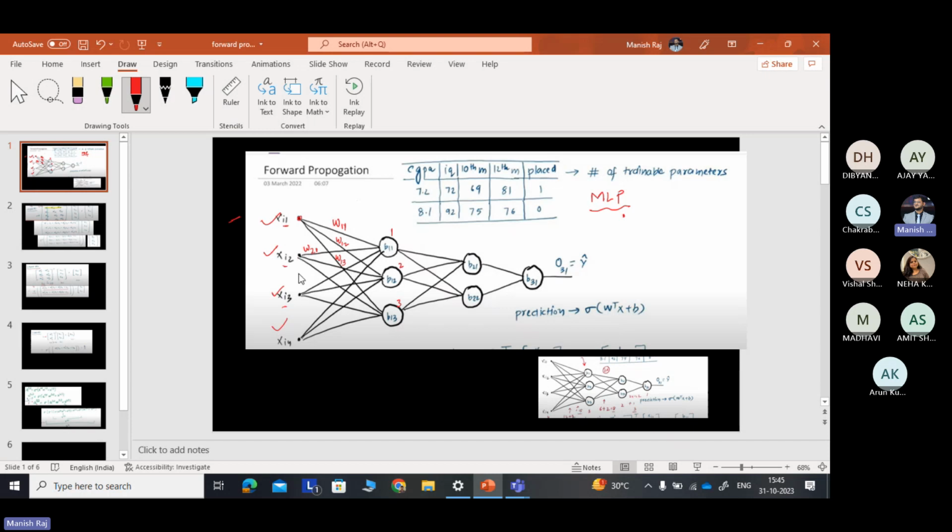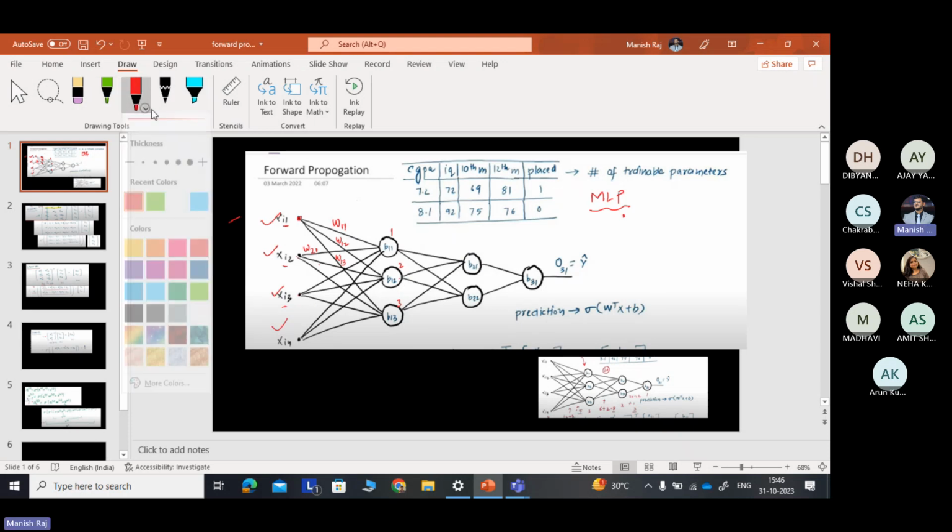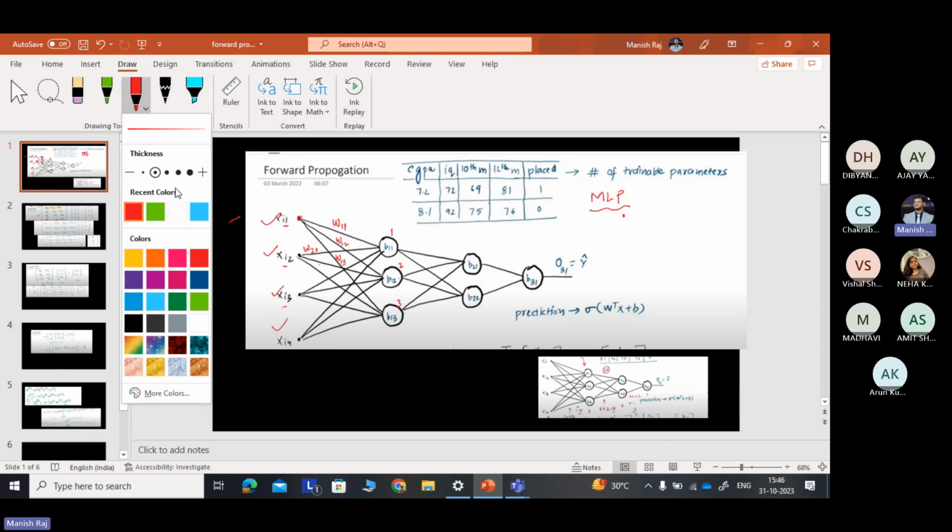What is the name of this one to this one? That is W22. This is W23. This is W31, W32, this is W33. Like this, you can understand what the W is. This is the weight. In the last class, the black color is not visible to me. Is the red color visible on your screen? Is it okay?